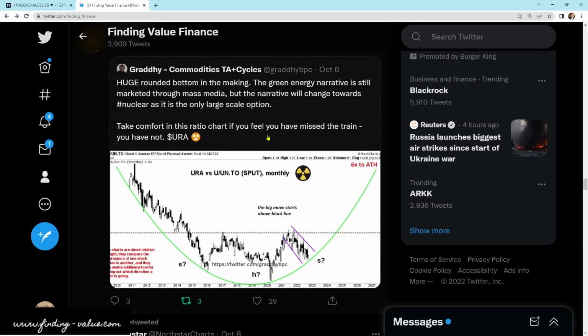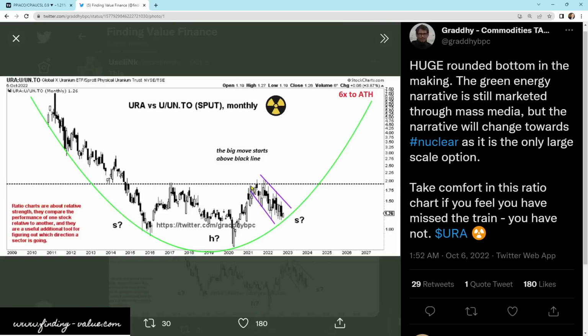The green energy narrative is still marketed through mass media, but the narrative will change towards nuclear as the only large-scale option. I completely agree with this. We've got a large inverted head and shoulders in URA versus SPUT. We're coming on down, putting the shoulder, putting the head, putting the shoulder in here, and then we'll work our way higher. These are very long-term patterns. And ratio charts tell us when they're cheap. It doesn't tell us when it happens.